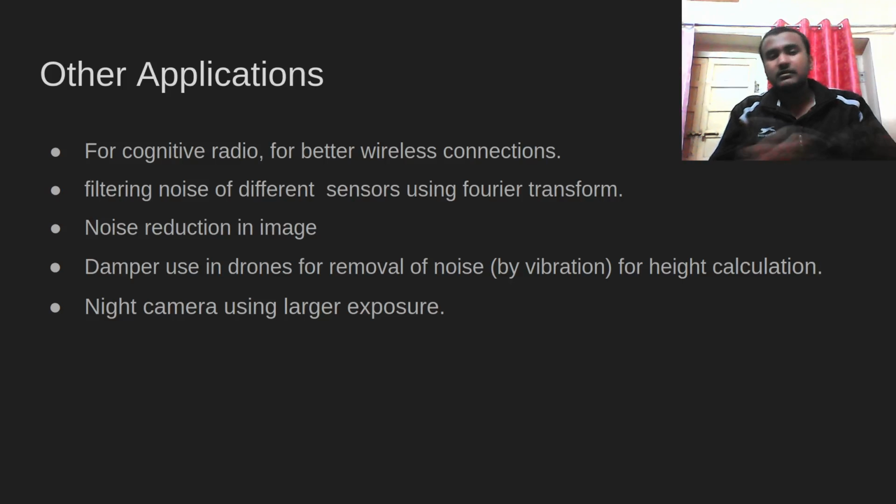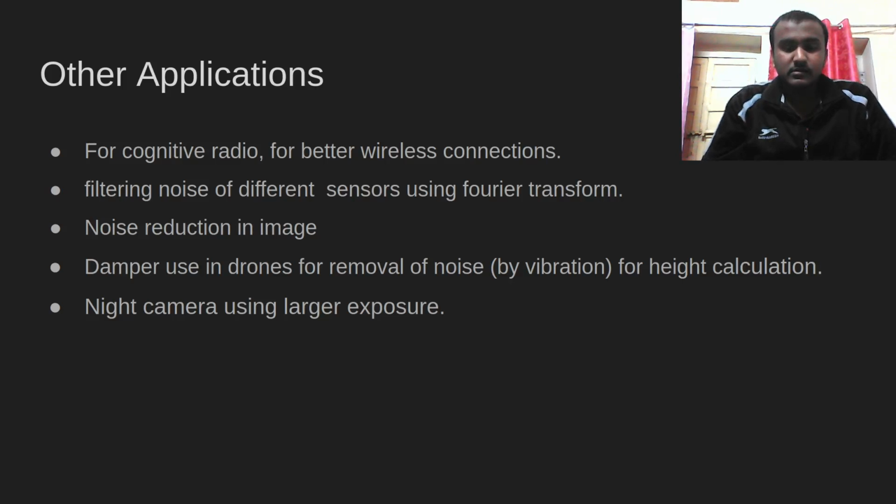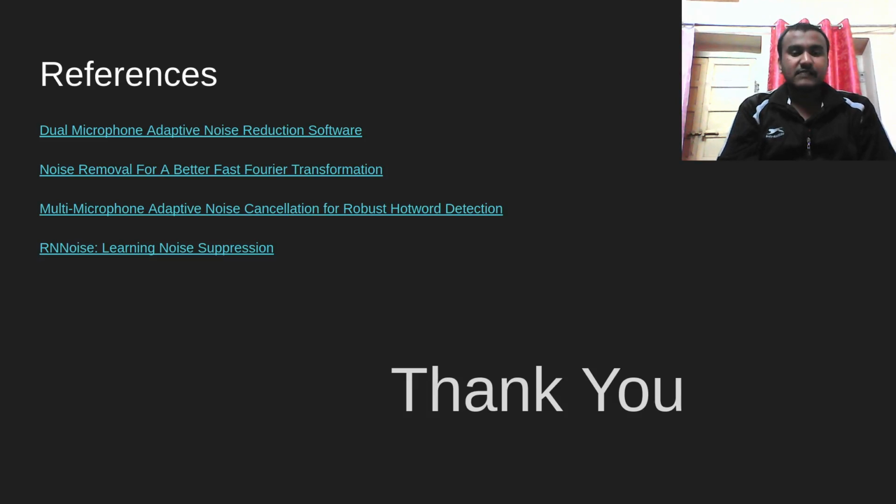Actually, I was working on drones, and the damper helps a lot for removing errors in calculating heights. The last that I can find is night cameras, which use a larger exposure for reduction of noise. So these are the references, and thank you.